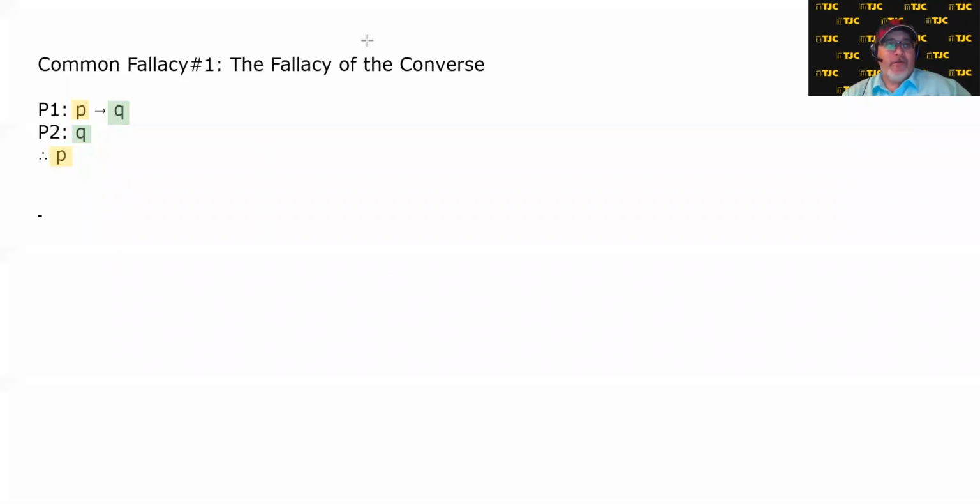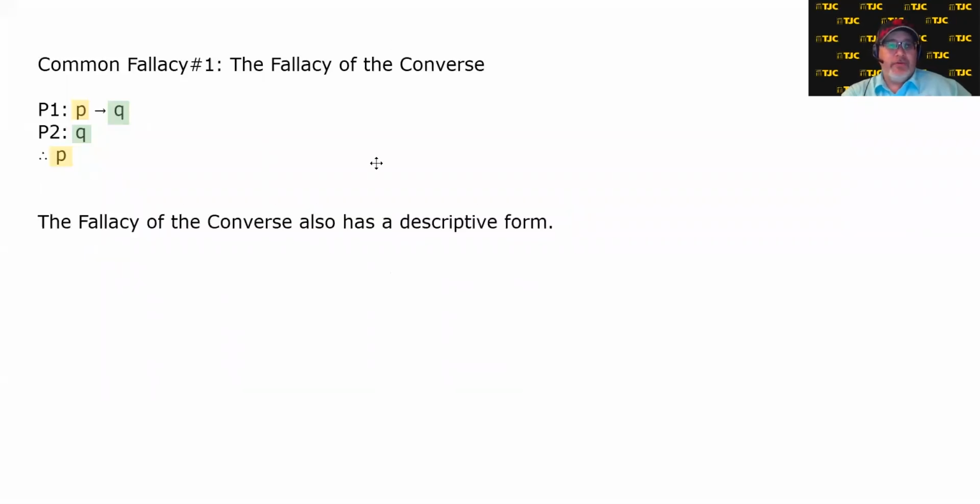Like all argument forms, this also, hold on. The fallacy of the converse also has a descriptive form, just making sure that what was under there is what I thought was under there. It's supposed to be hidden here.